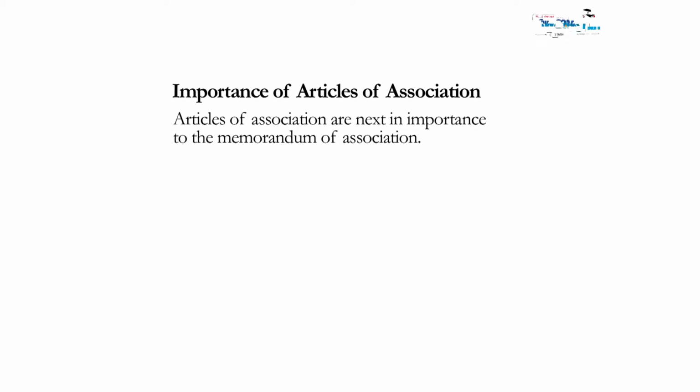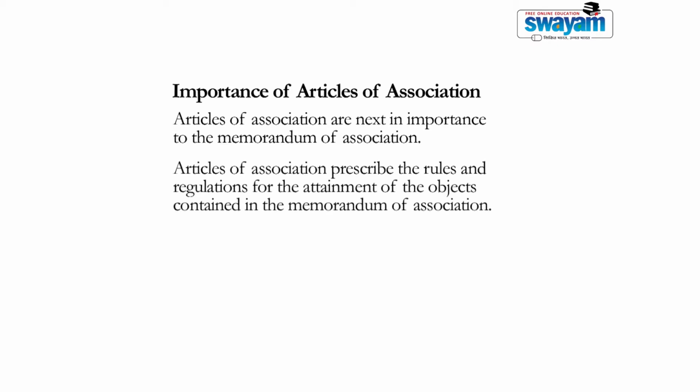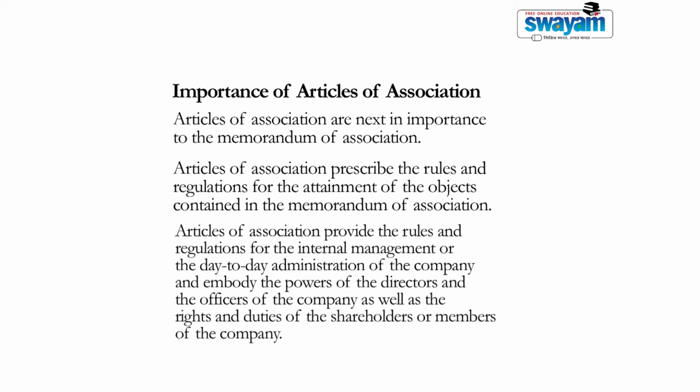While the memorandum of association lays down the objects or purposes for which a company is formed, the articles of association prescribe the rules and regulations for the attainment of the objects contained in the memorandum of association. The articles of association provide the rules and regulations for the internal management or the day-to-day administration of the company and embody the powers of the directors and officers of the company as well as the rights and duties of the shareholders and the members of the company.